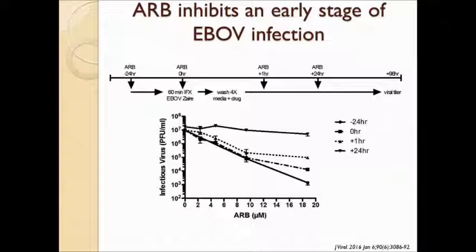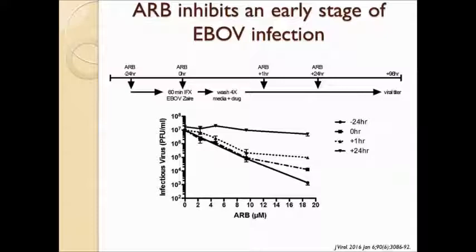You can see that Arbidol, when given 24 hours before infection, caused multi-log suppression of virus infection, and this was dose dependent. If you waited till 24 hours after infection to add Arbidol, it didn't really have much effect, and the effect waned the closer and closer you got to the point of virus infection.